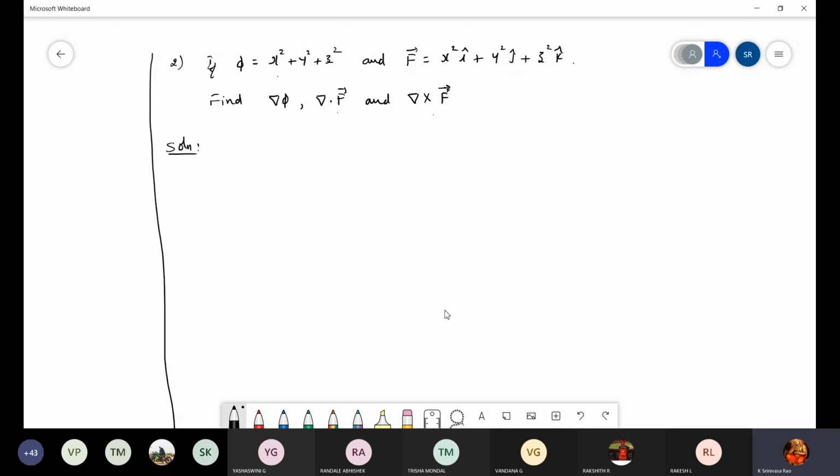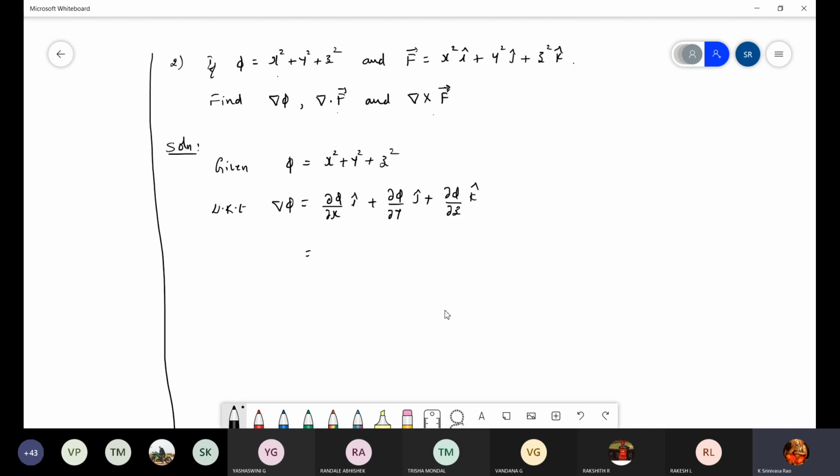Take down solution. Given phi equals x square plus y square plus z square. So don't be confused. Only one term you have to differentiate with respect to x and the second with respect to y. That is only for divergent, and gradient you have to differentiate complete. First write the formula. We know that grad phi equals dou phi by dou x i cap plus, it is a vector, dou phi by dou y j cap plus dou phi by dou z k cap.